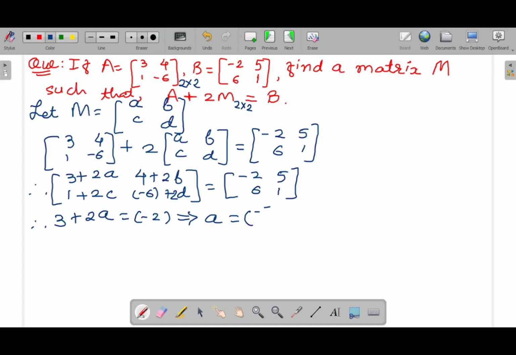Sir, can these elements be in fraction? Yes. It can be in fraction, it can be root also, in all the formats which we have learned till now.